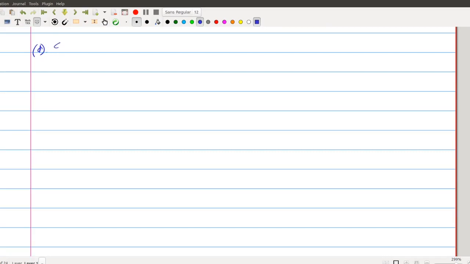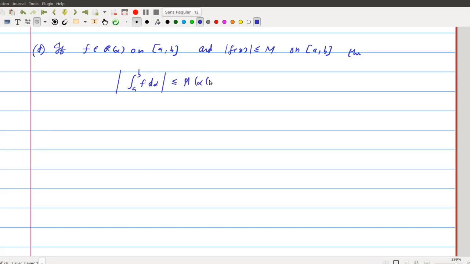D part says that if f belongs to R alpha on AB and mod f of x is always less than or equal to capital M, if you are given a bound for this f of x on AB, then you have an estimate for this integral A to B f d alpha. So this modulus will always be less than or equal to M times alpha of b minus alpha of a.